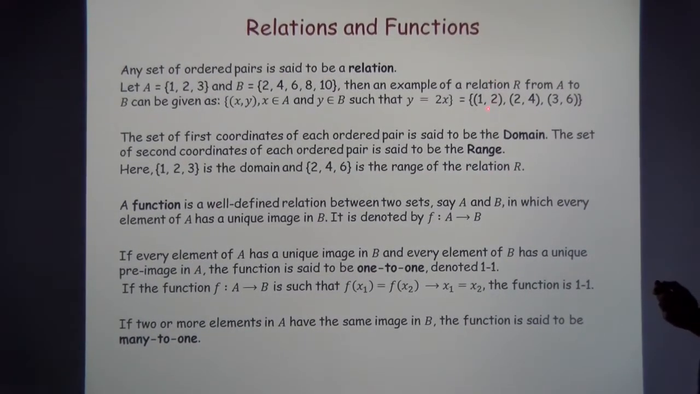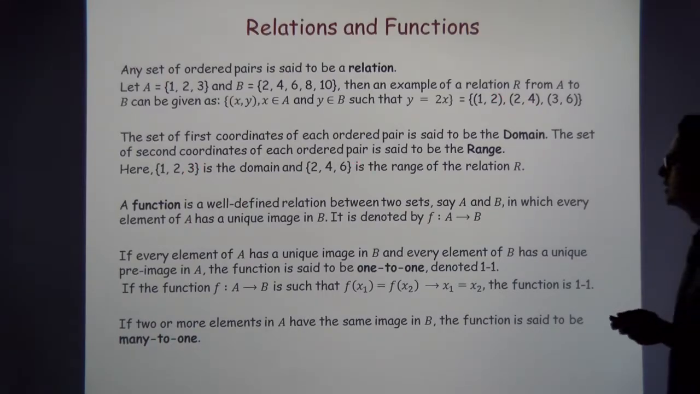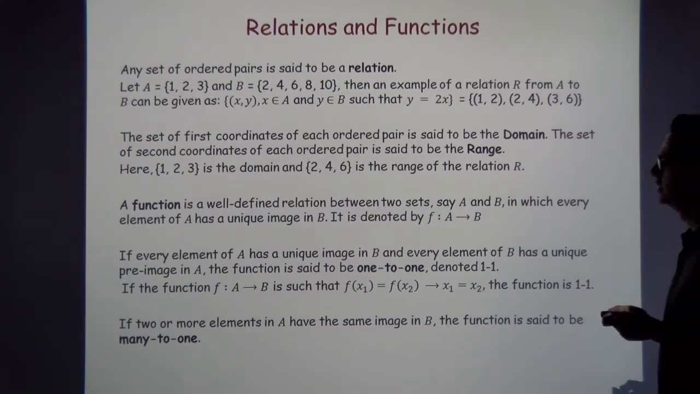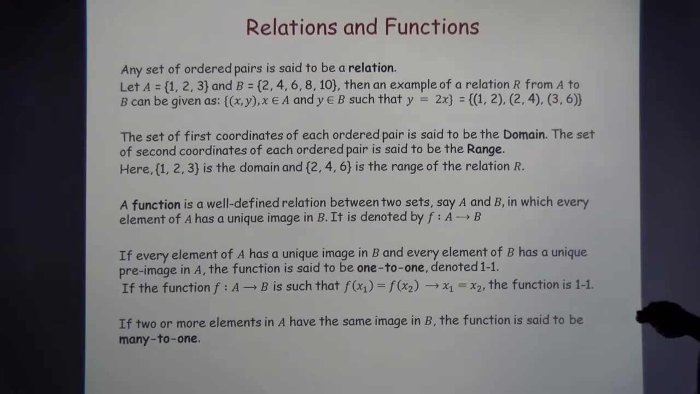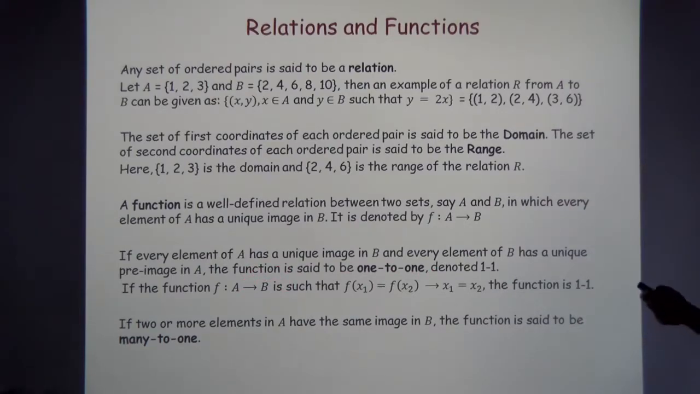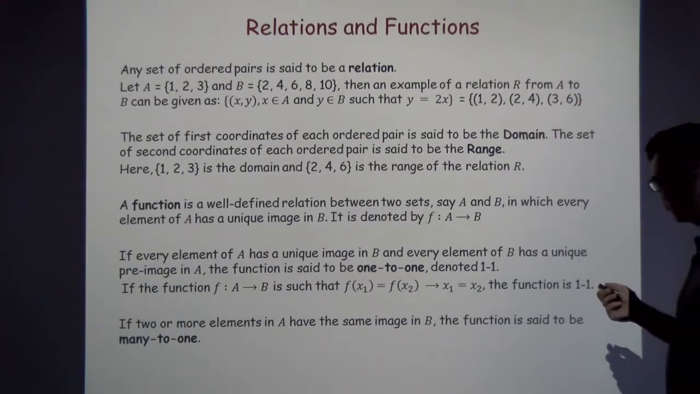So if we're given our ordered pairs right up top, all of our x values 1, 2, and 3 are going to be our domain, and our y values 2, 4, and 6 will be our range. Now function. A function is a well-defined relation between two sets, say A and B, in which every element of A has a unique image in B. It's denoted by f: A to B, okay? So when we're dealing with functions, a function is said to be one-to-one, meaning every x value has one y value, okay?